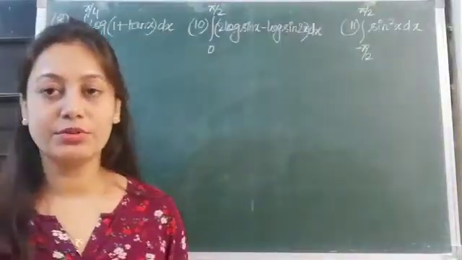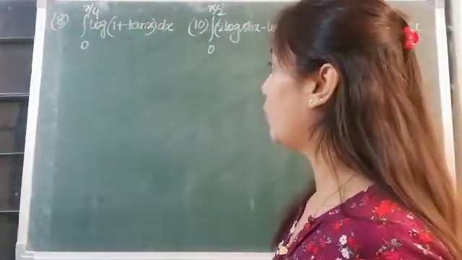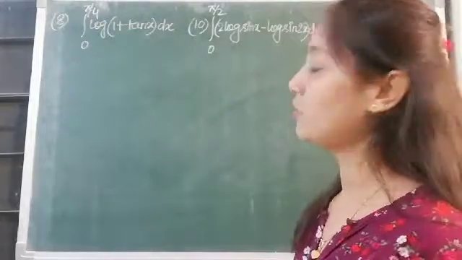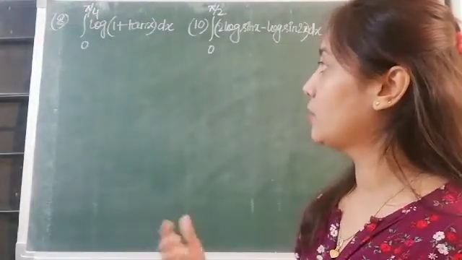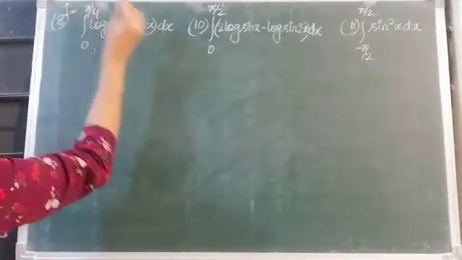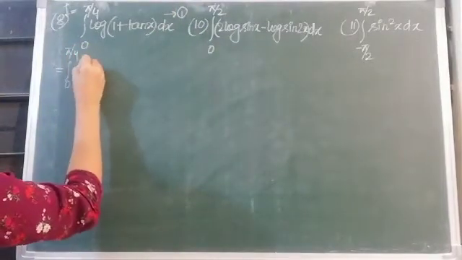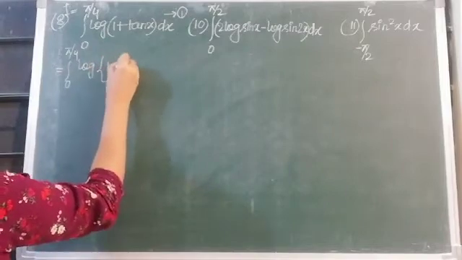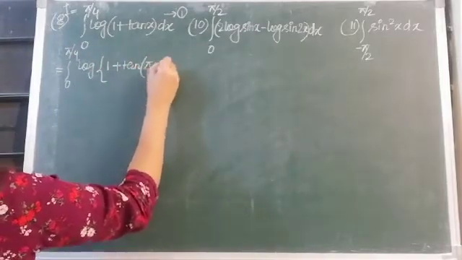So the next question which we are going to discuss is the integration from 0 to pi by 4 of log of 1 plus tan x. Here again it is of the form integral from 0 to a of f of x. So apply the property, you will get f of a minus x. Let this be I and this be equation 1. After applying the property, you'll get the integral from 0 to pi by 4 of log 1 plus tan of pi by 4 minus x.